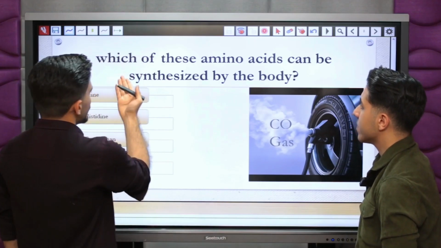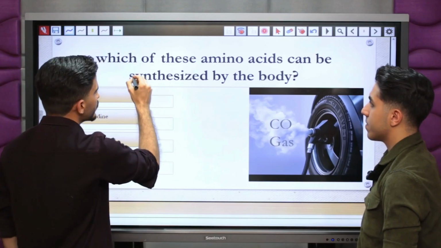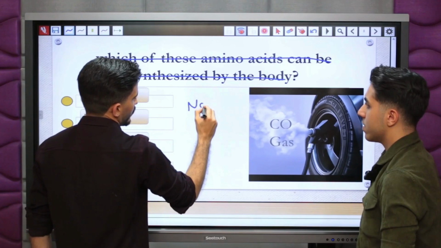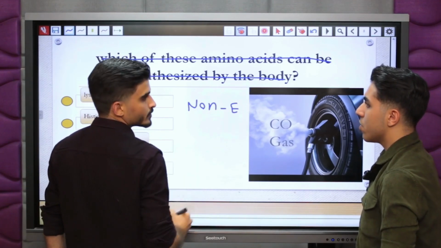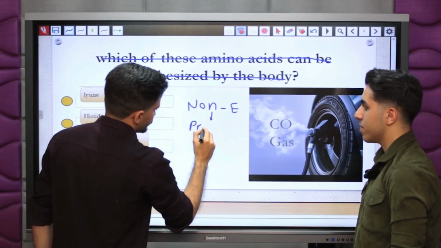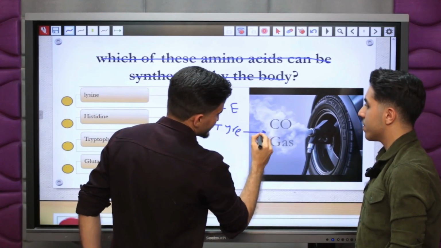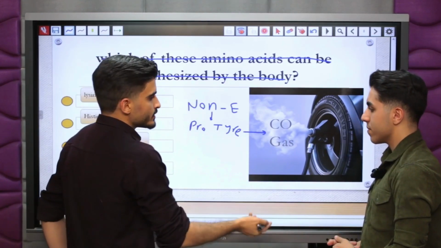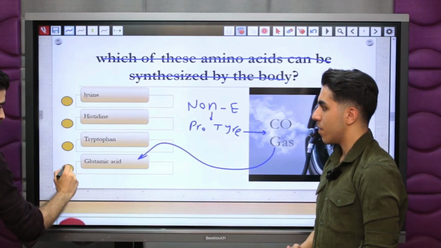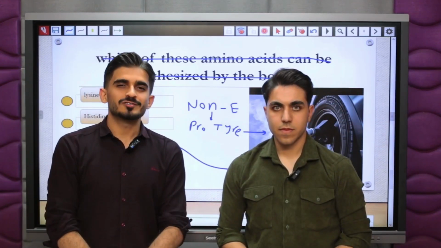First question. Which of these amino acids can be synthesized by the body? It means that non-essential amino acid. Nice. So do you remember the code? Sure, it is tyre. Tyre releases the CO gas. It's clear that G refers to glutamic acid, so option 4 is the answer. Now let's move on to the next question.